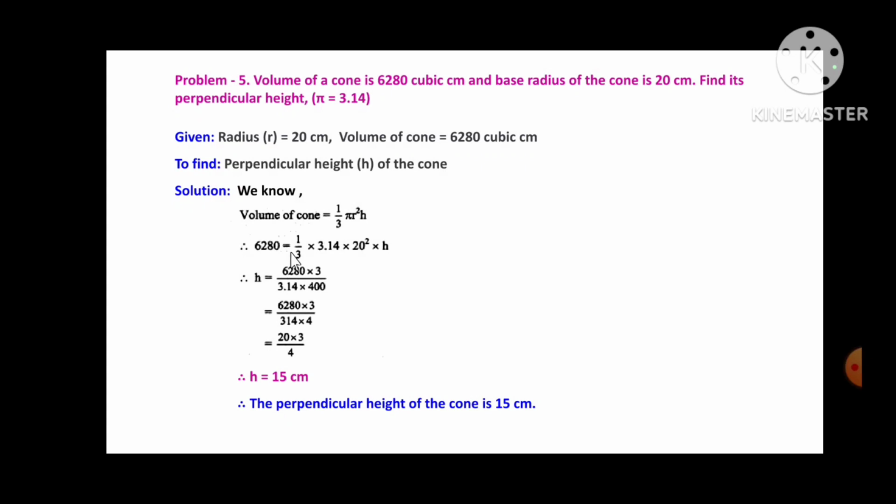Substitute the values. 6280 is equal to 1 upon 3 into 3.14 into 20 square into h. So h will be 6280 into 3 upon 3.14 into 400. So after calculation, 6280 into 3 upon 3.14 into 4. So friends, 20 into 3 upon 4, that leads to 15 centimeter. So the perpendicular height of this cone is 15 centimeter.